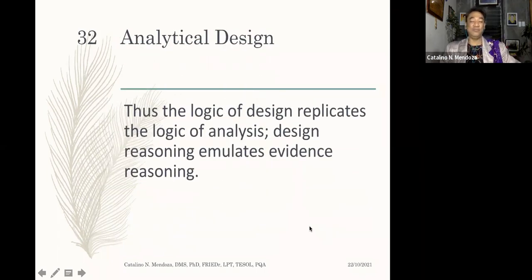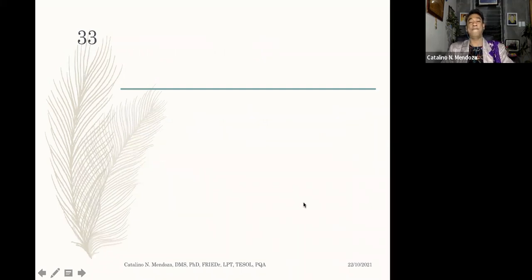So does the logic of design replicate the logic of analysis? Design reasoning emulates evidence reasoning. So it means that your analysis should be supported by the information, or the information will be the basis for your analysis, and vice versa.